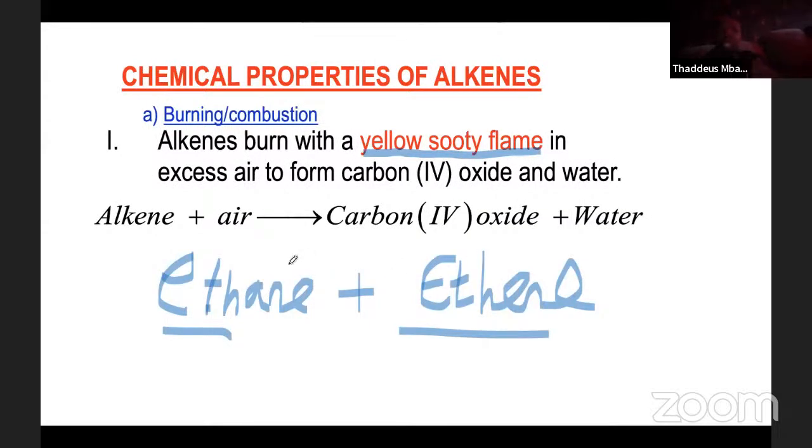I'm telling you because these are things that you are taught, and then all of a sudden you meet an examiner who asks, how can you differentiate between ethene and ethane? Then you are left wondering what to say. So you need to understand that to differentiate them, you can burn. Ethane will burn with the blue flame. Ethene, because it's unsaturated, will burn with the yellow sooty flame. Sawa?